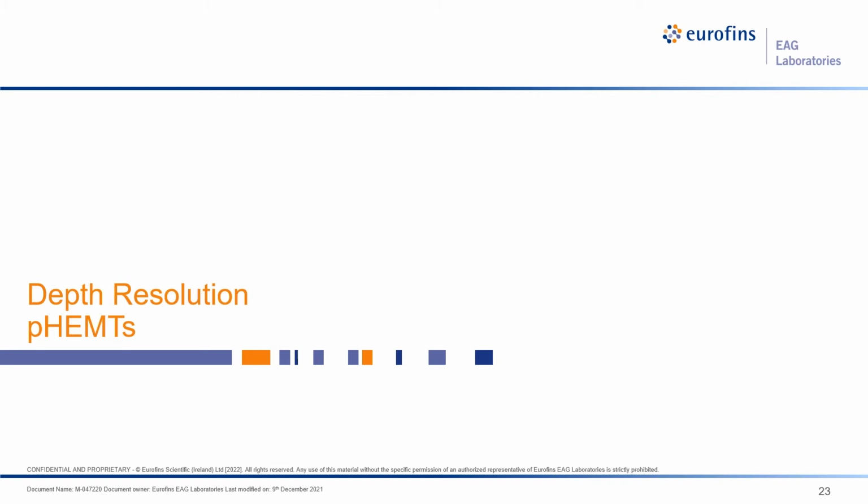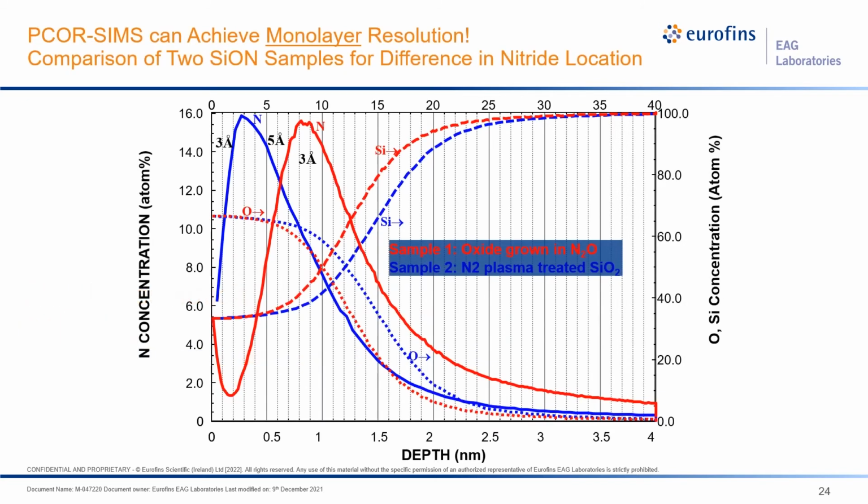So let's jump into the pHEMTs. Now, for pHEMTs, because of the planar dopants that are only 2 nanometers, you need to have the proper depth resolution. And we described that in the atomic cartoon. We were showing you the sputter effect. Now, this is an example of 2 samples of oxide. In sample 1, oxide is grown in an N2O ambient. And in sample 2, the grown SiO2 layer is treated by N2 plasma.